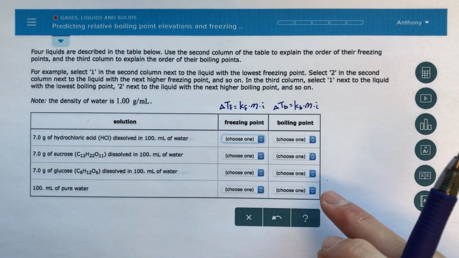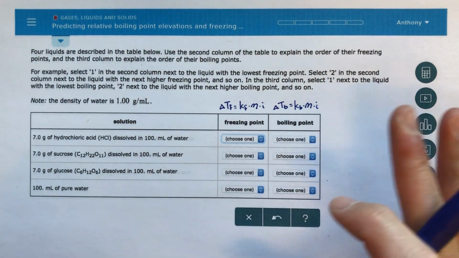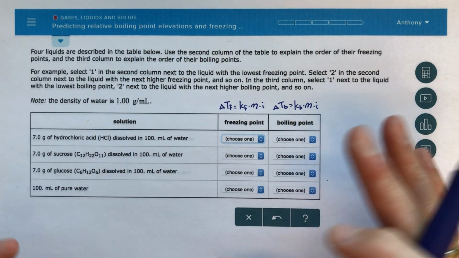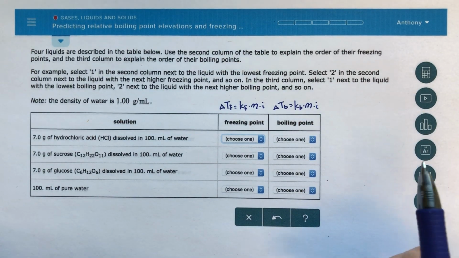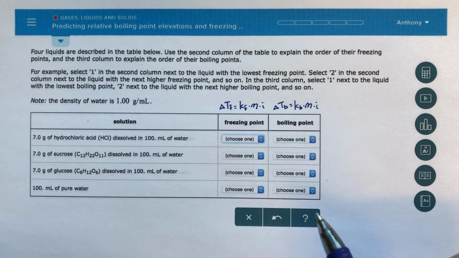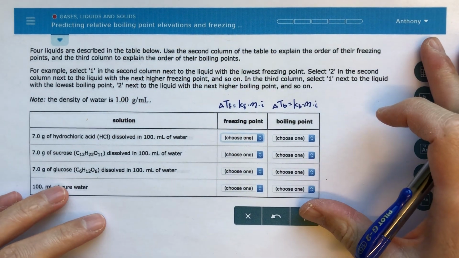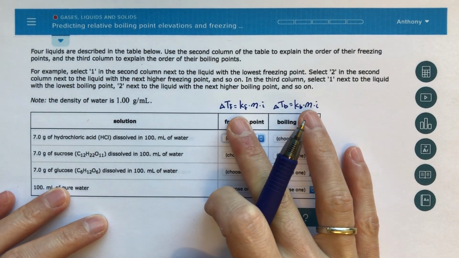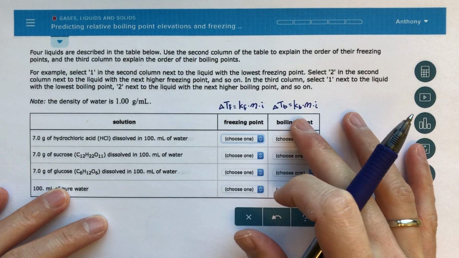I'm going to do two different examples of this problem to expose us to a few different ways that we're going to be asking this question, and get some extra practice with this Van't Hoff factor i, but we'll talk more about that in a second. So the first thing we should talk about is these equations for the freezing point depression and the boiling point elevation, and really what they mean.